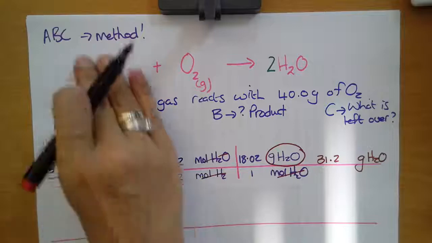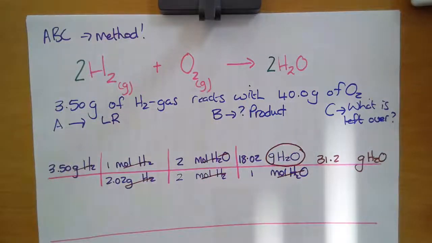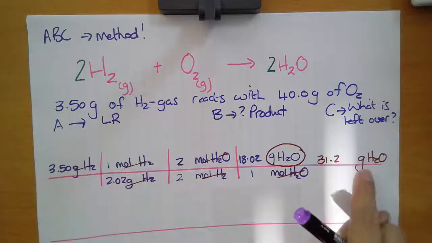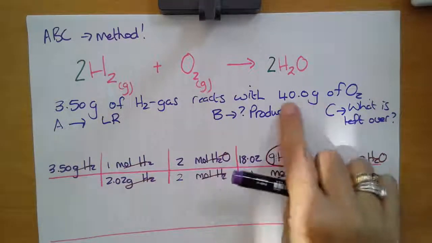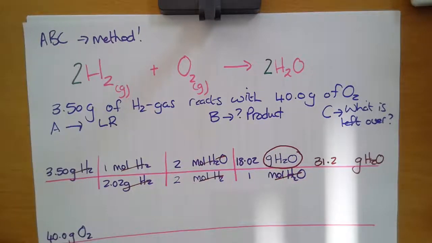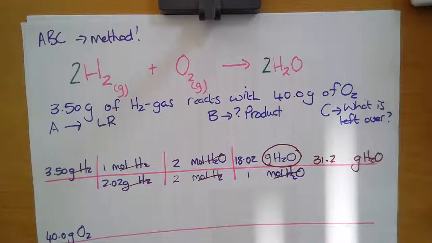Okay, so now let's forget about the hydrogen and we do the oxygen component. How did you know you have to do hydrogen? Because they told me how much hydrogen I have. So I started with hydrogen. Now they're telling me I've got so much oxygen, so now I do the same thing for oxygen. So I say, okay, I've got 40.0 grams of O2. So I want you to do the same thing for oxygen.